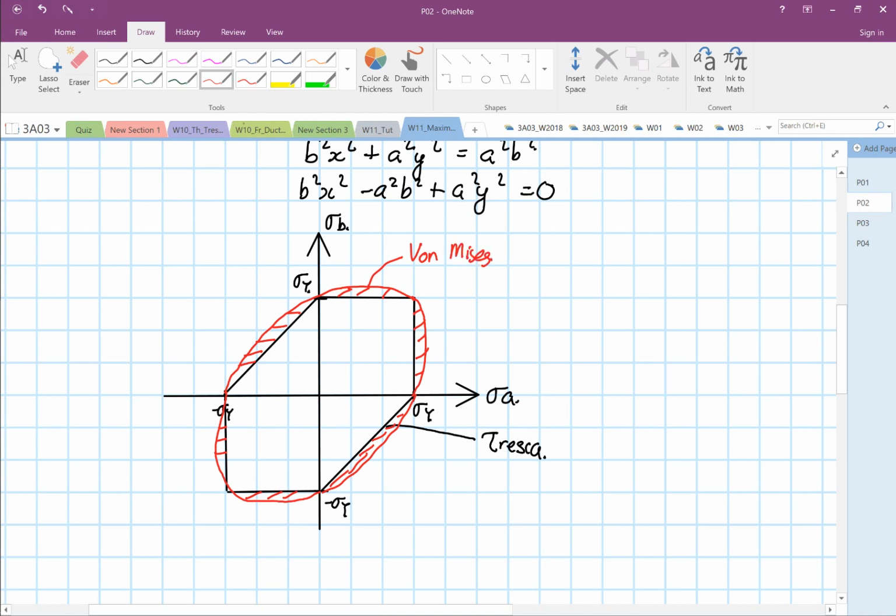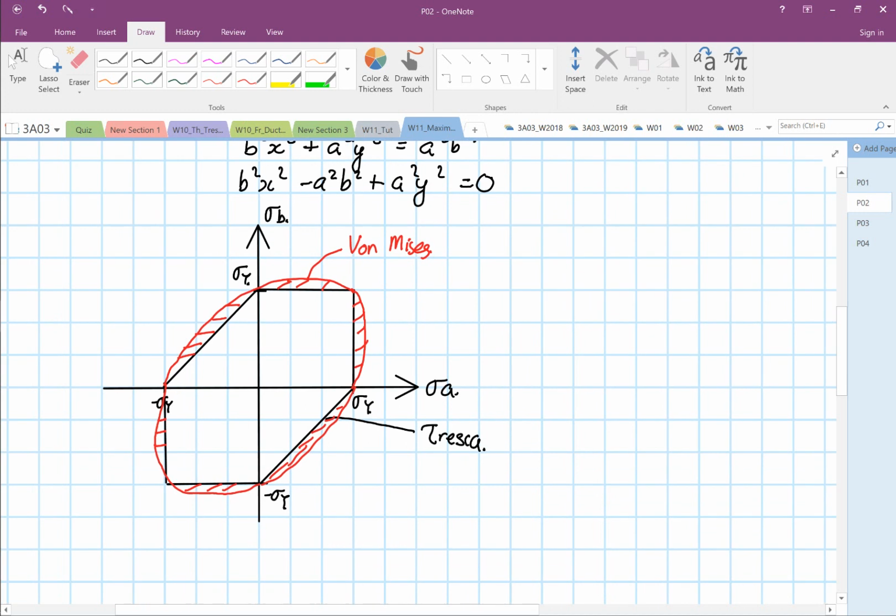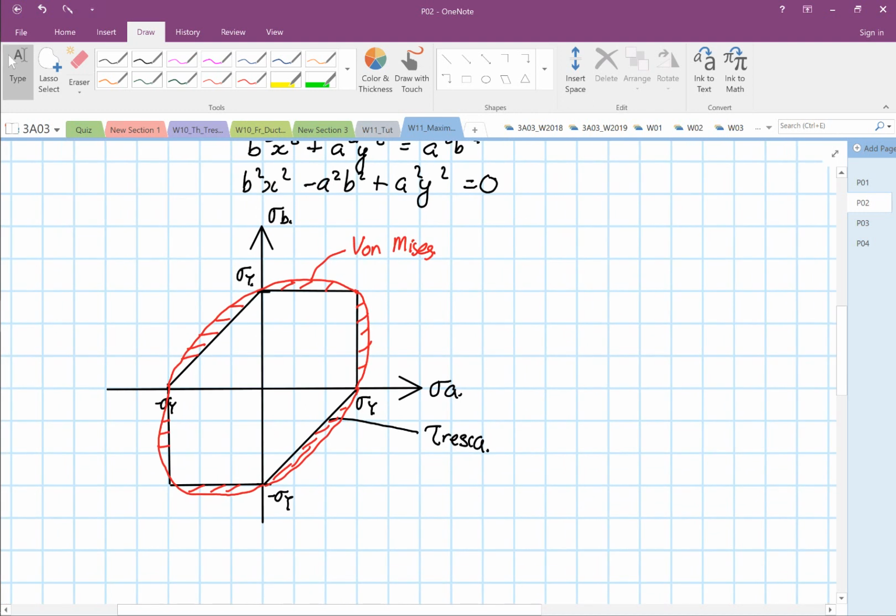So von Mises is less conservative. Less conservative means it pushes closer to its yield. That's what it's trying to do. So I'll write this out. Von Mises is not just this. If I sketch von Mises now, this area also is von Mises. Tresca is only the black line. Von Mises is the red line covering everything including Tresca.